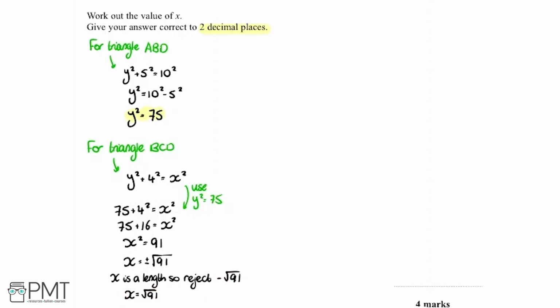But going back to the question, it said give our answer correct to 2 decimal places. I'm going to put that into the calculator, square root of 91, and to 2 decimal places, that will be 9.54. Great, and we're just going to write that into the answer box.